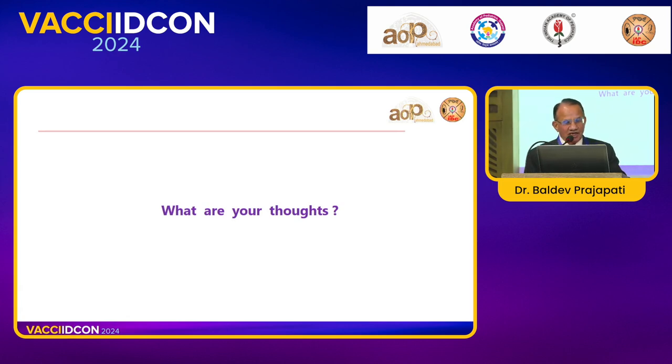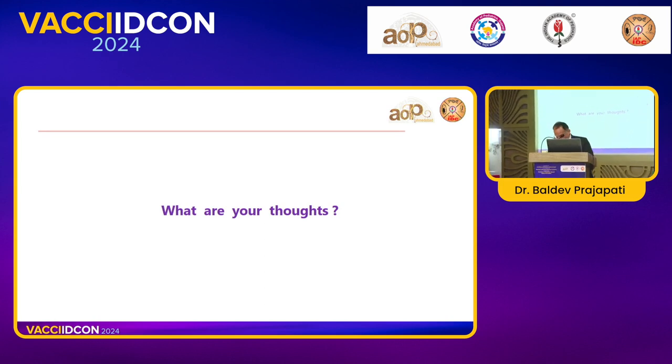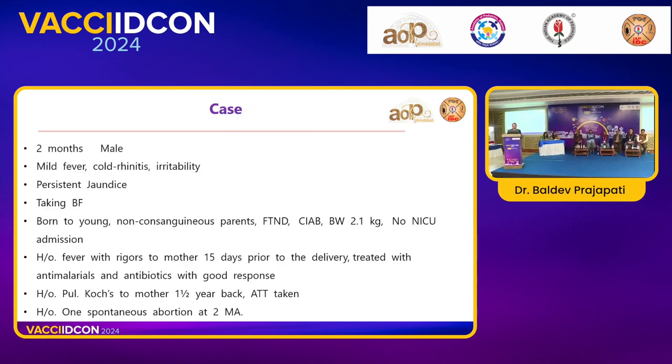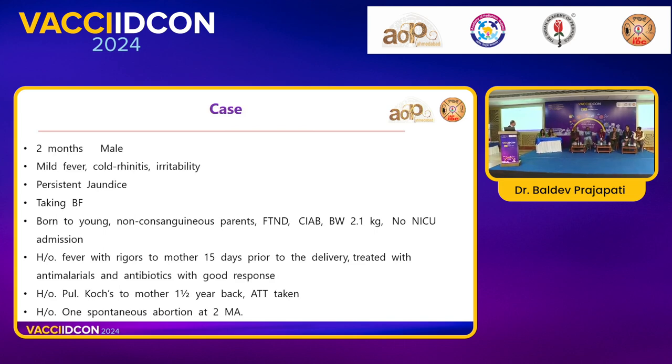I would like to ask Dr. Ramesh, what will be your thought process in this type of scenario? Sir, can you go to the first slide? Yes, sir, sure. So here is a 2-month-old male child who has come to you for mild fever, cold, rhinitis, irritability, so mostly some intercurrent viral infection. There is a history of persistent jaundice. So the baby is harboring jaundice probably since birth and has presented with some mild viral infection. Baby is taking breastfeeding, so compensated, no danger signs.